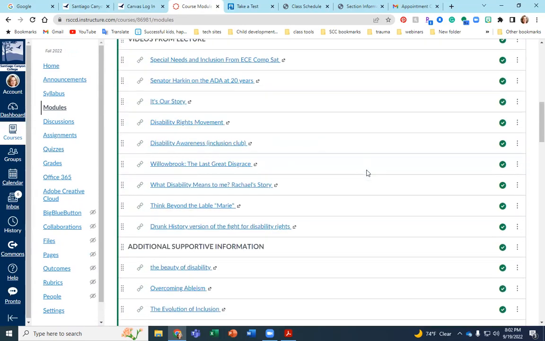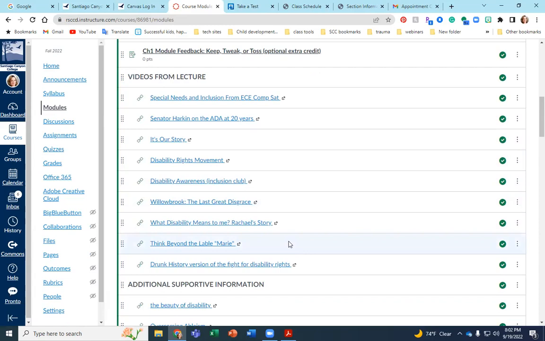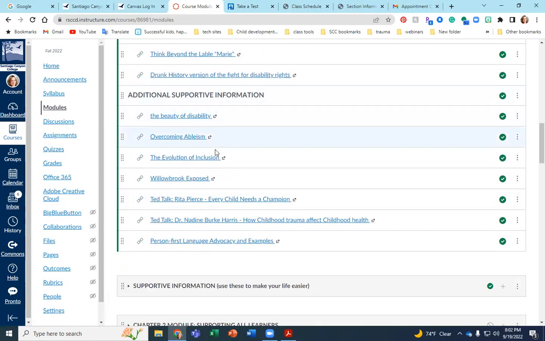But look down here, I put a bunch of jazz. You can read through all that, watch all these things, or not. Some of these are backups from the lecture because sometimes the link inside the PowerPoint sucks. So I put it in like this. Yes, and I added drug history on purpose. Additional supportive information, other things that are awesome.